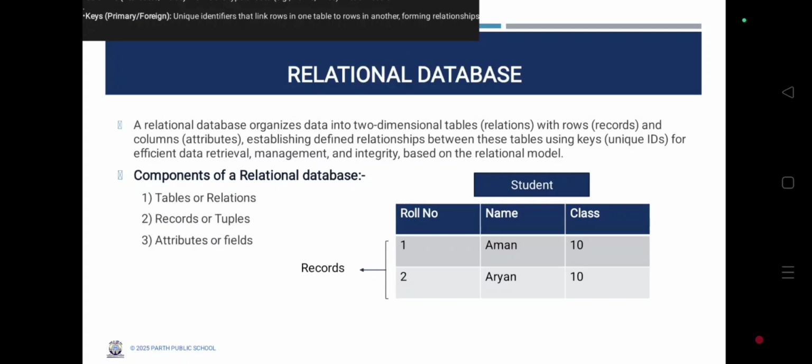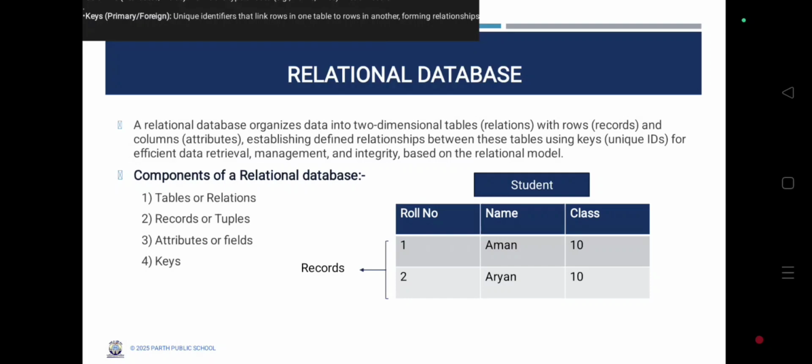Third thing is attribute or field. A column in a relation is called an attribute or field. Again remember, a table is called a relation, a row is called a record or tuple, and a column in a table is called an attribute or field.